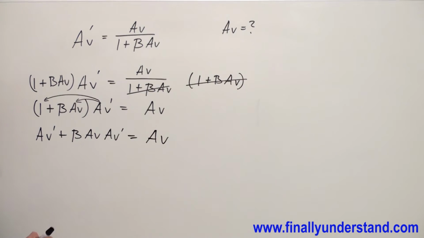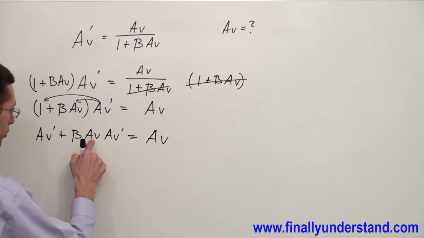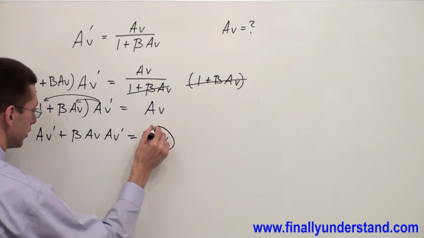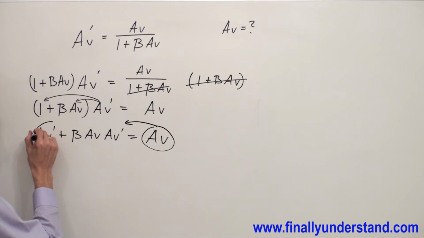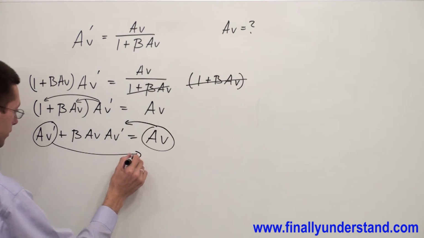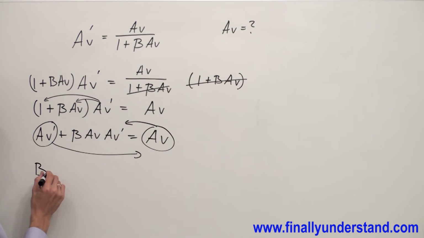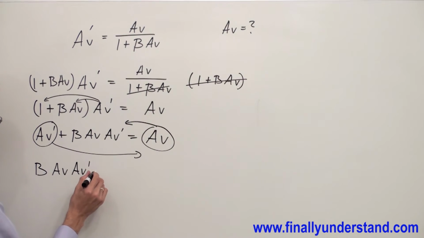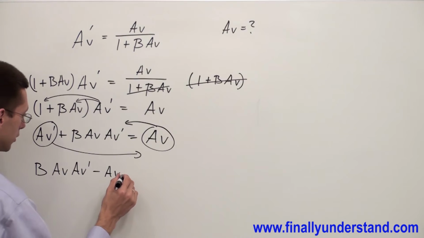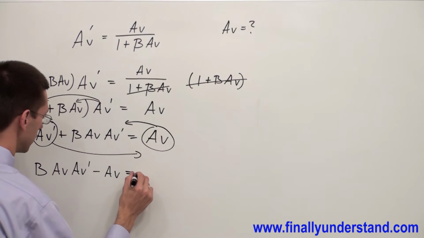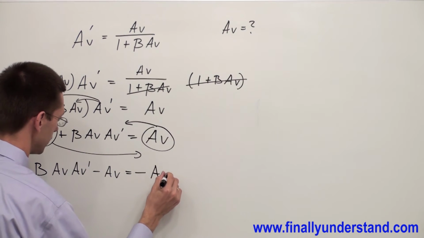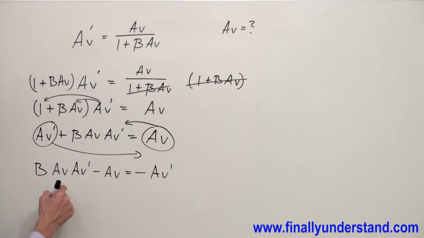Next, I have to collect all AVs on one side, and every single term which is not AV, I have to move to the other side. Now I have AV over here and I have AV over here. I'm going to take this AV and move to the left side. AV prime, I'm going to move to the right side. That's why I'm going to have beta AV prime minus AV is equal negative AV prime. Okay, now I'm going to factorize AV.